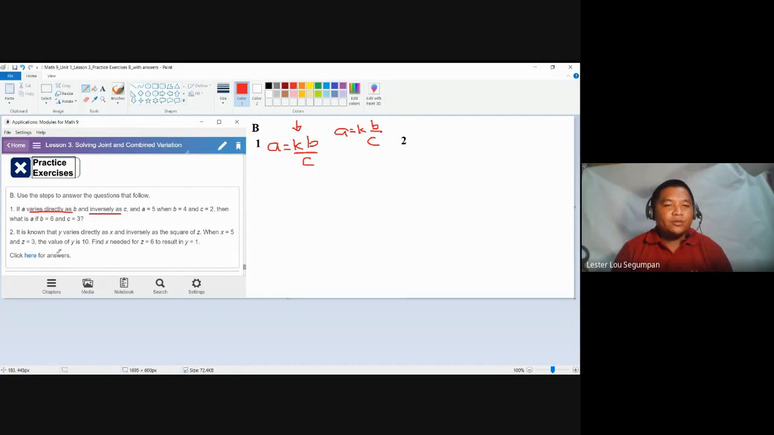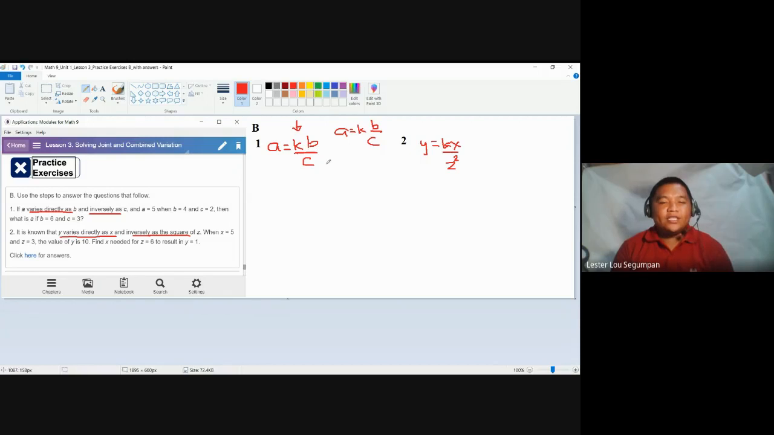As for number 2, it is known that y varies directly as x, and inversely, so almost the same, but there is a catch. Inversely as the square. So they are not the same, because the second number talks about inversely as a square. So let's concern first for number 1.